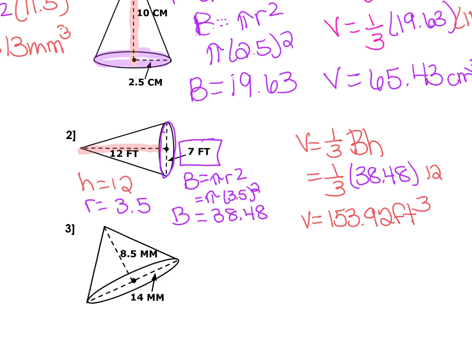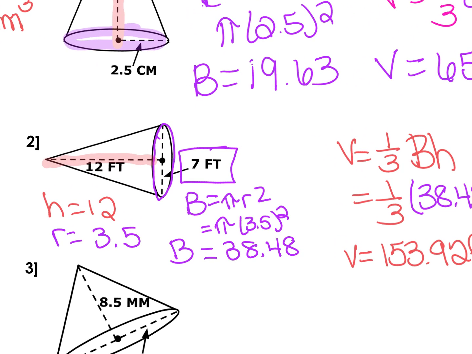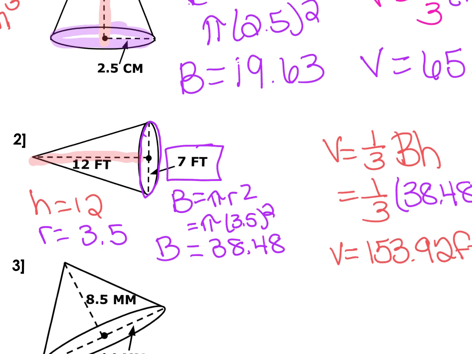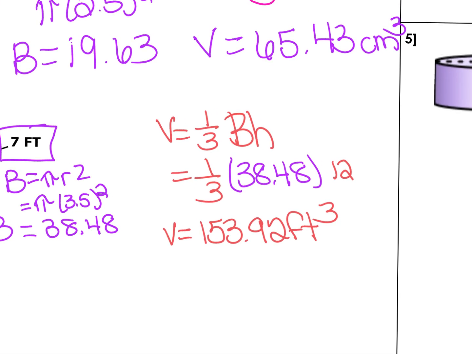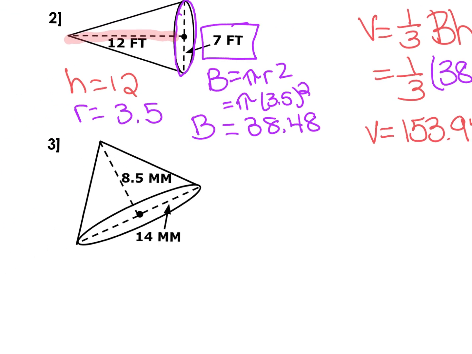So here is number 2 solved. I'm hoping by now you recognize that the 7 feet given was the diameter, that we needed half that to get the radius. So when you plug that in to find the area of the base, you should have received 38.48. And then we plugged it into the volume formula of the cone for a final answer of 153.92 cubic feet. Okay, let's take a look at number 3.